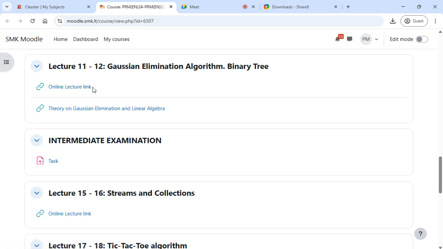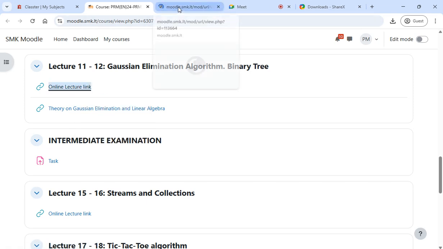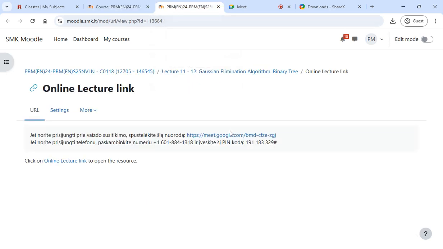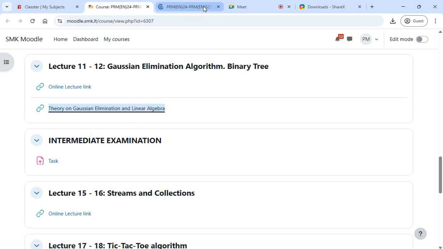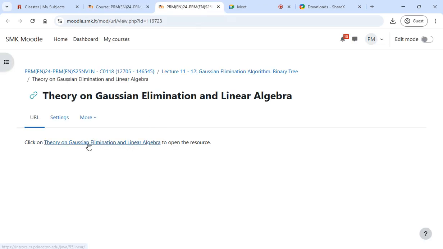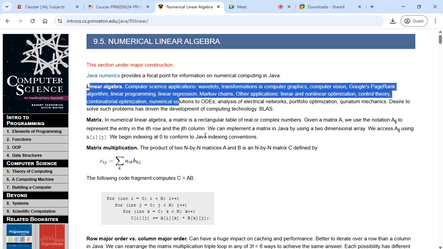Here I have given you the link which you can press on, and there will be a theory page. I want this one, the theory. And here we can open this, and this is basically from one American university. I like this section, and they are just reconstructing, but the linear algebra, they did it quite well.